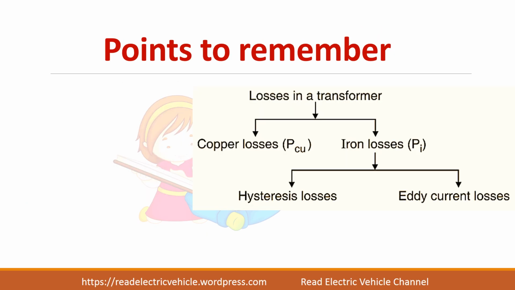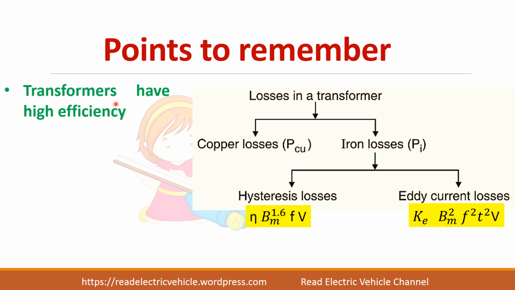So the points to remember here are, the losses in a transformer are broadly classified into two types, copper loss and iron loss. Under iron loss, you have hysteresis loss and eddy current loss. And transformers normally have very high efficiency, greater than 95%, and transformers are normally rated in kVA.